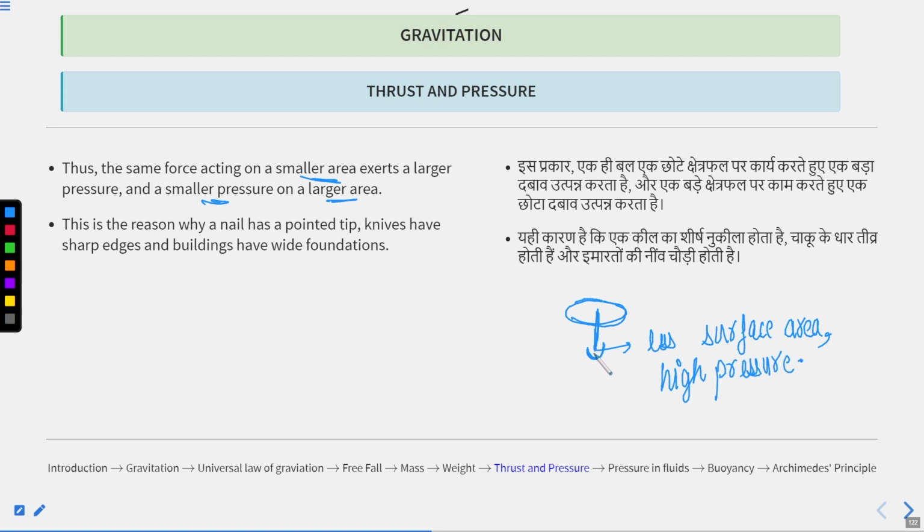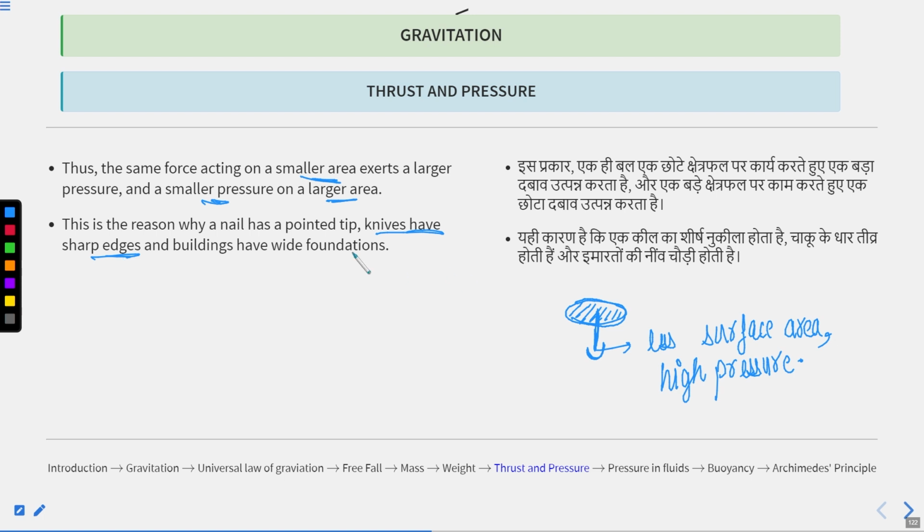So this nail will be able to easily penetrate the hard concrete and get stuck into the walls. Okay. And that is why knives have sharp edges, because if they have sharp edges, it means they have lesser surface area, so they will create high pressure on fruits and can cut fruit easily.